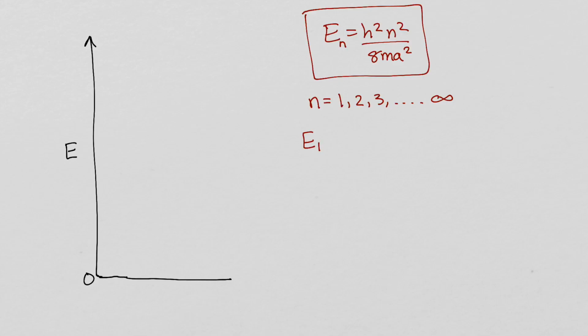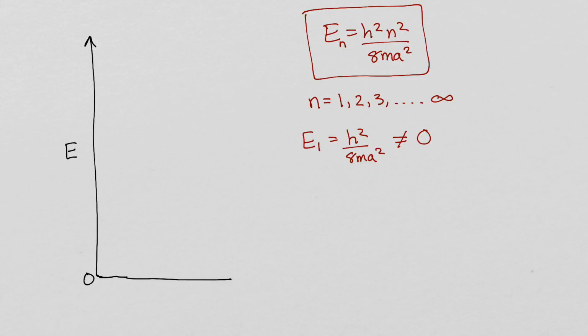If we plug in 1 for our n, we get h squared over 8ma squared. One thing that jumps out at us is that this is not equal to 0. So we are again not matching with the classical picture. Classically we could have 0 as our minimum energy. Quantum mechanically we have a non-zero value for our minimum energy.